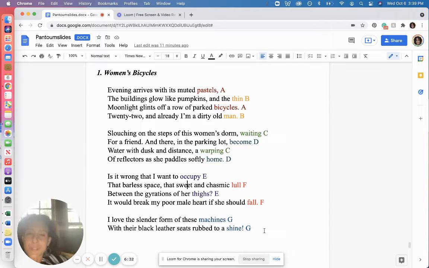So evening arrives in its muted pastels. The buildings glow like pumpkins, and the thin moonlight glints off a row of parked bicycles. 22 and already I'm a dirty old man.